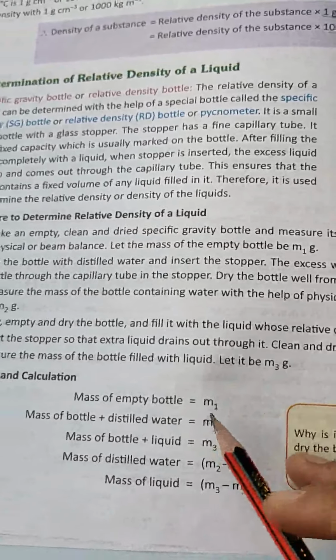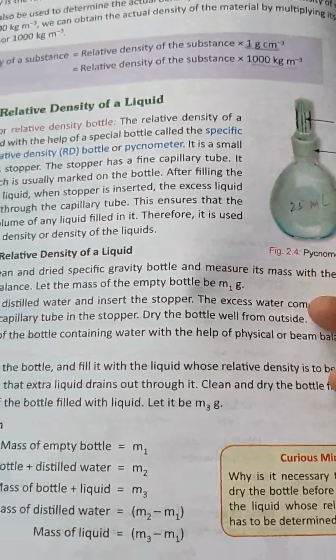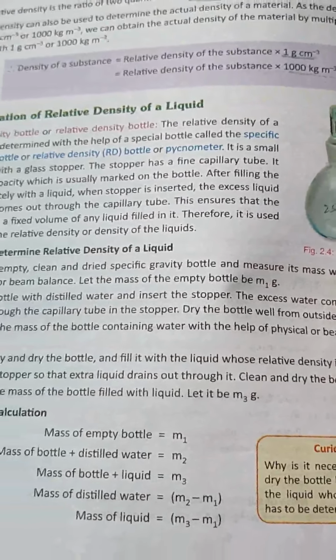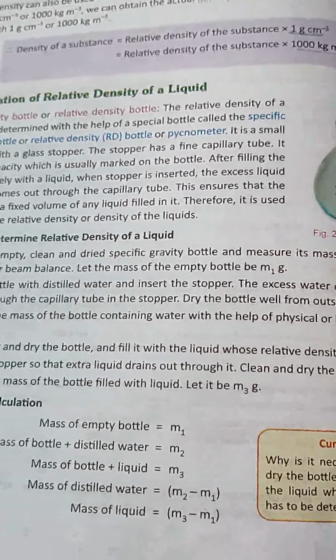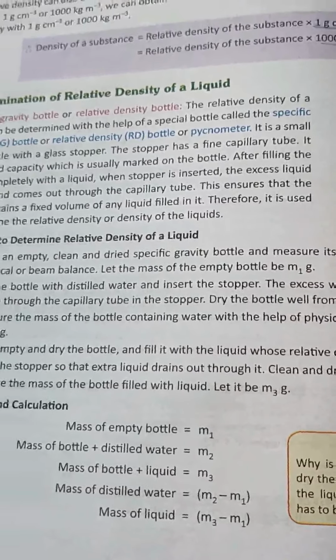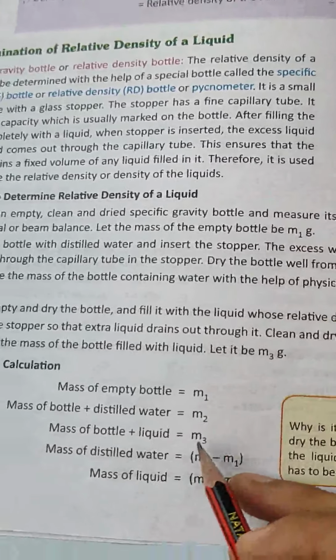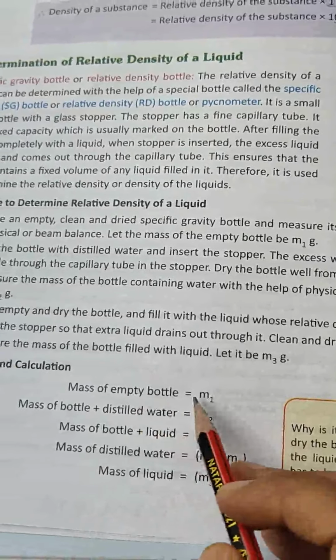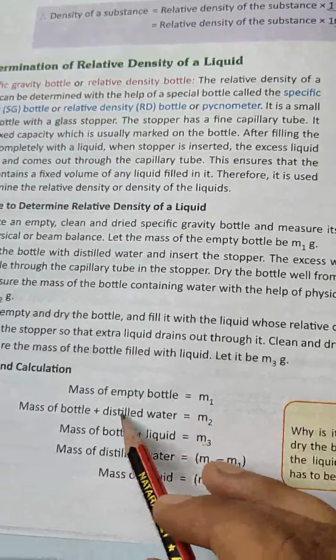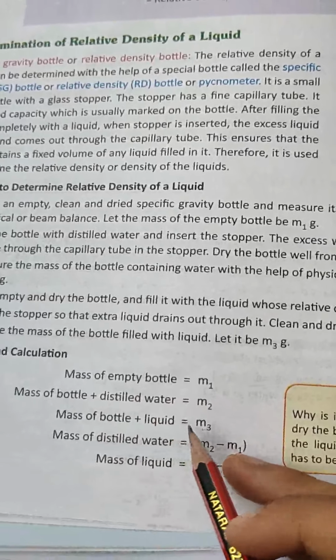We can measure with the help of a weighing machine, beam balance, physical balance or electronic balance. Then we'll pour out the water, clean the density bottle, and add the liquid whose relative density we are finding, and then we'll take the mass of bottle and liquid, and suppose that is M3. So M1 is the mass of the empty bottle, M2 is the mass of bottle plus distilled water, and M3 is the mass of bottle plus liquid.